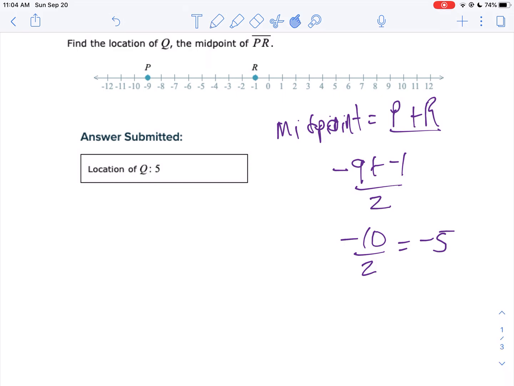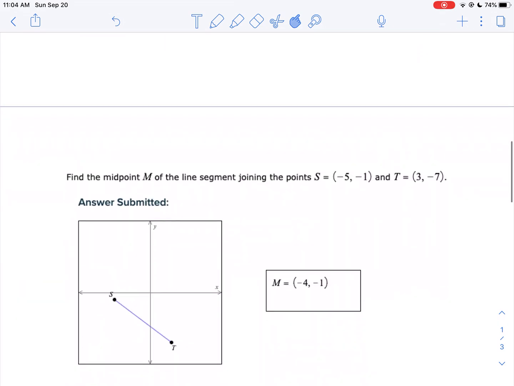And this is the type of work I want to see on a piece of paper, not just the answer, like you've been doing on most of your assignments.